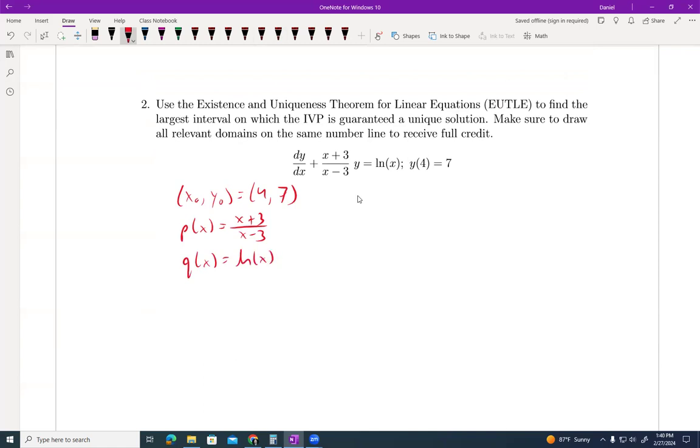Okay, and then we have to look at the domains for each one of these functions, right? So for p of x here, we can't divide by 0, so x cannot be equal to 3. So the domain is going to be -infinity to 3, union 3 to infinity.